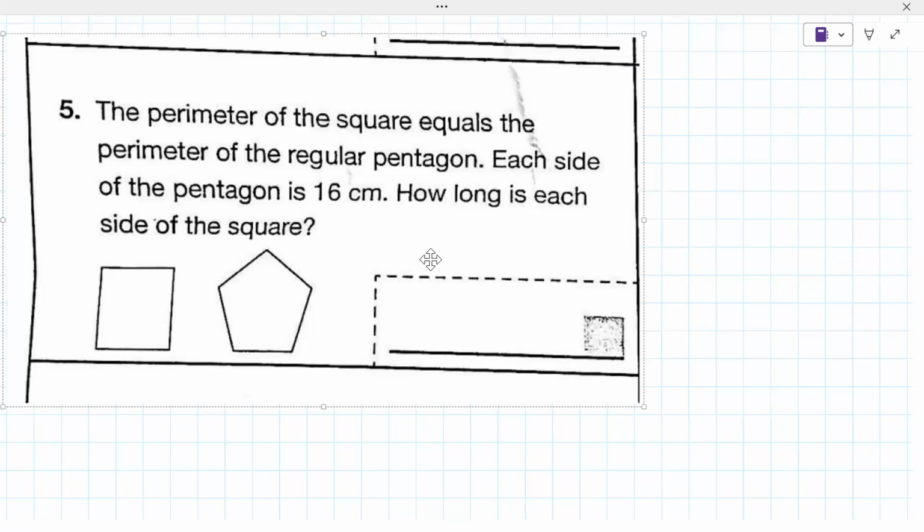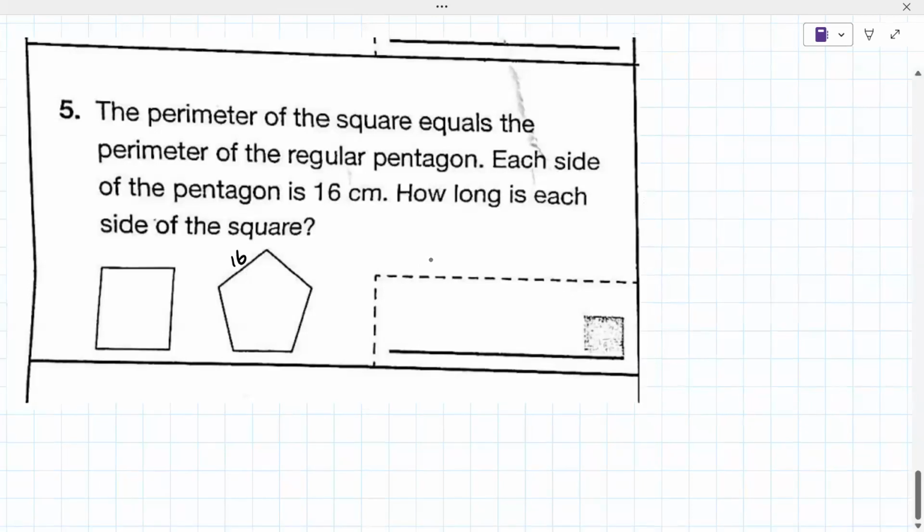The perimeter of the square equals the perimeter of the regular pentagon. Each side of the pentagon is 16 centimeters. How long is each side of the square? Here, I'm going to label the pentagon with a 16 on each edge. Could you calculate the perimeter of the pentagon, please? Basically, I'm asking you to add them all up.